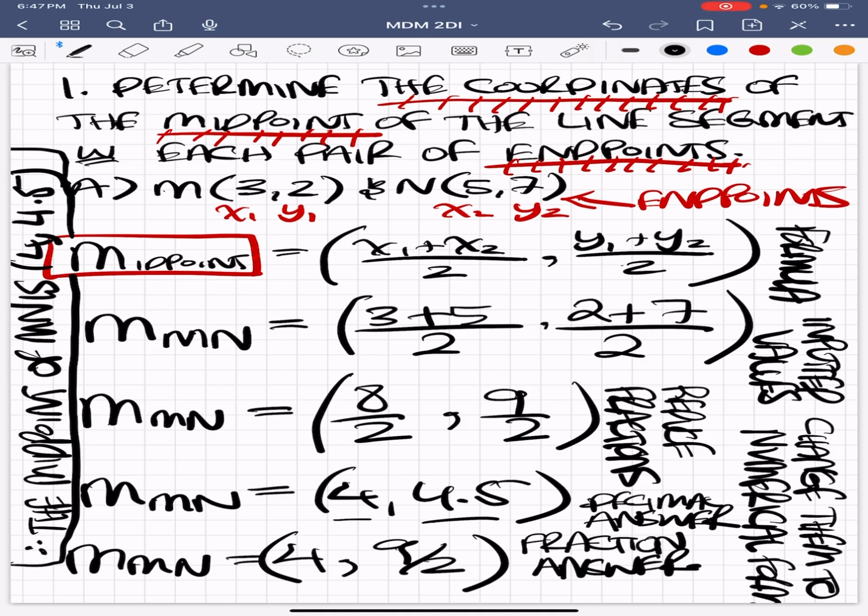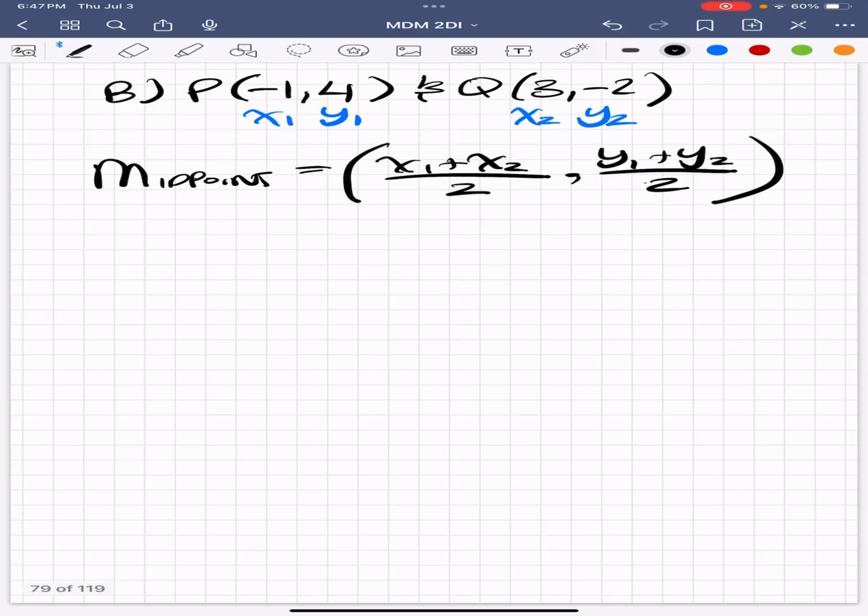And let's see what our next question is. We have midpoint P. We want to calculate the midpoint of P and Q. So we have (-1, 4) and (3, -2), and then we have the midpoint formula. I'll put this in here, midpoint of P and Q.